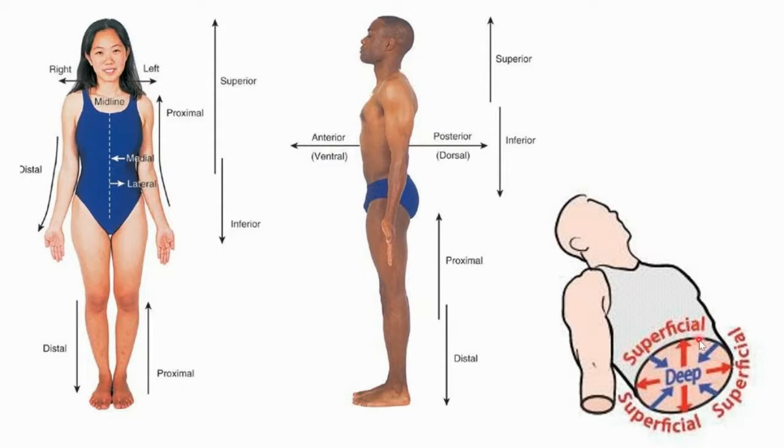So when you're thinking about when you should be using the words deep and superficial, when we talk about something that wraps all the way around something, that's when we're going to use deep and superficial. If it doesn't wrap all the way around it, then we've got other directional terms that would make more sense. But when we're considering deep and superficial, think about how the heart is in the very middle of your rib cage. That's a great way to think about the relationship between deep and superficial.